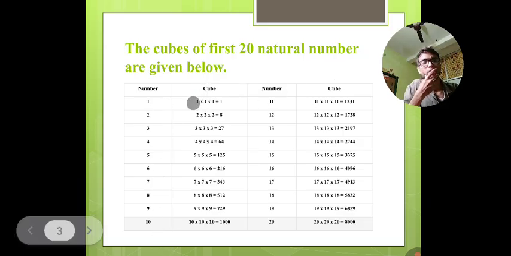These are the numbers, and the cube of 1 would be 1. Cube of 2 would be 8. Cube of 3 would be 27. Cube of 4 is 64. Cube of 5 would be 125. Cube of 6 is 216. Cube of 7 is 343. Cube of 8 is 512. Cube of 9 is 729. Cube of 10 is 1000.